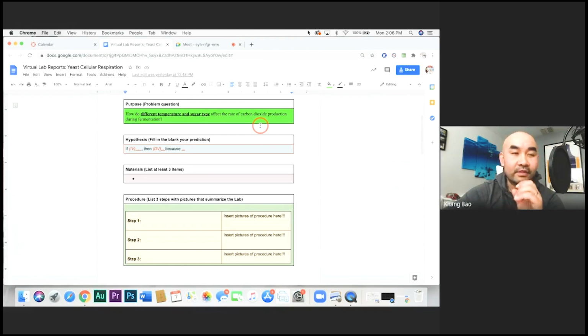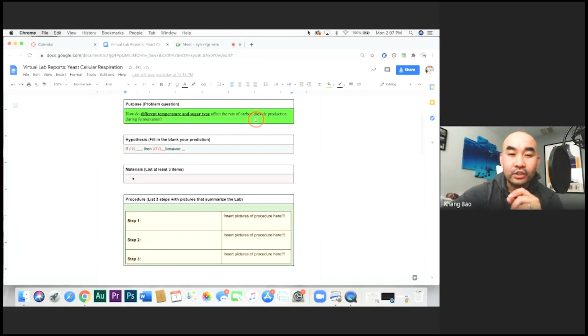If you remember from photosynthesis, in the Gizmo Lab, we based it on oxygen production to measure the rate of the photosynthesis process. In this experiment, we're going to base it on carbon dioxide production, in this case during fermentation, to measure the rate of cell respiration in yeast.